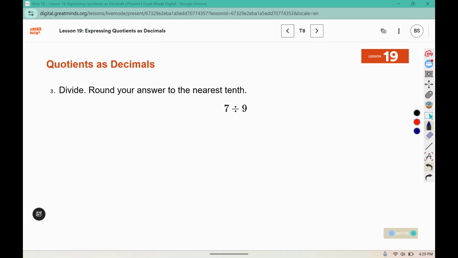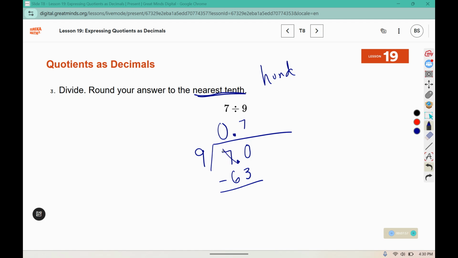Divide, round your answer to the nearest tenth. So if we're going to the tenths, we have to look at the hundredths to tell us whether or not to round up or leave it. Does 7 fit, or does 9 fit into 7? No. How about into 70? 9 times 7 is 63. 10 minus 3 is 7. 6 minus 6 is 0. Bring down another 0. 9 fits into 70 7 times, giving us 63.